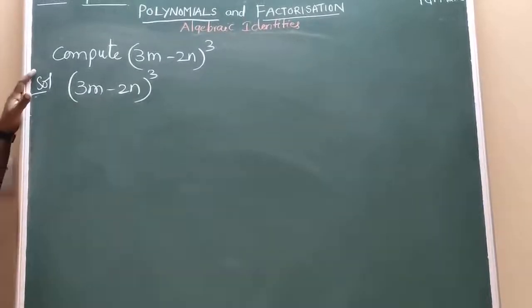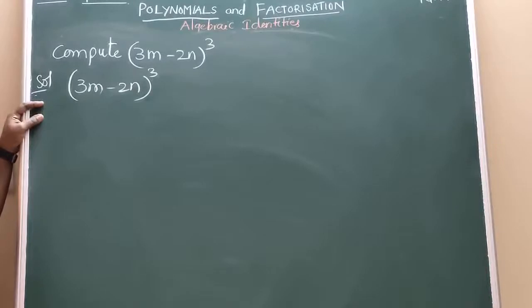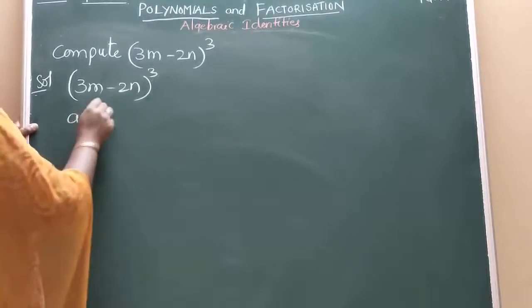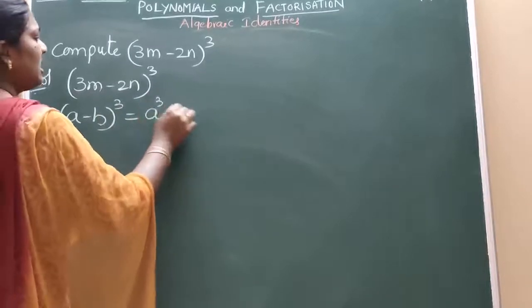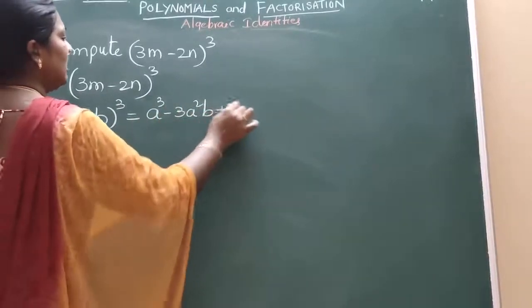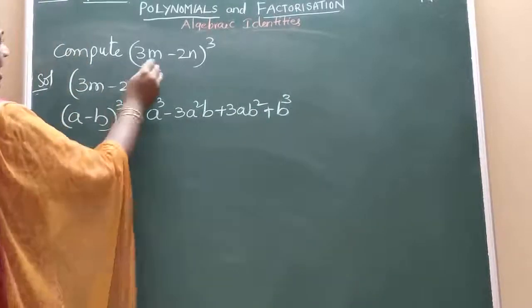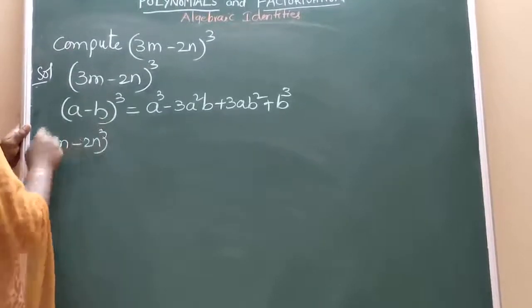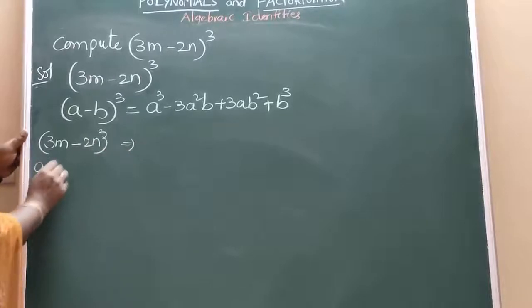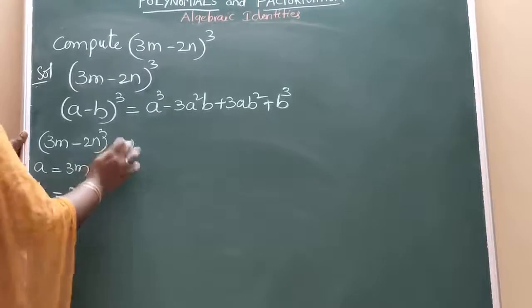That is, compute 3m minus 2n whole cube. Students, do you recognize which identity it is in? That is a minus b whole cube. Yes? What is a minus b whole cube? a cube minus 3a square b plus 3ab square minus b cube. Now we have to expand this 3m minus 2n whole cube like this expansion. Okay? Here a equal to 3m and b equal to 2n. Yes? So see the execution.